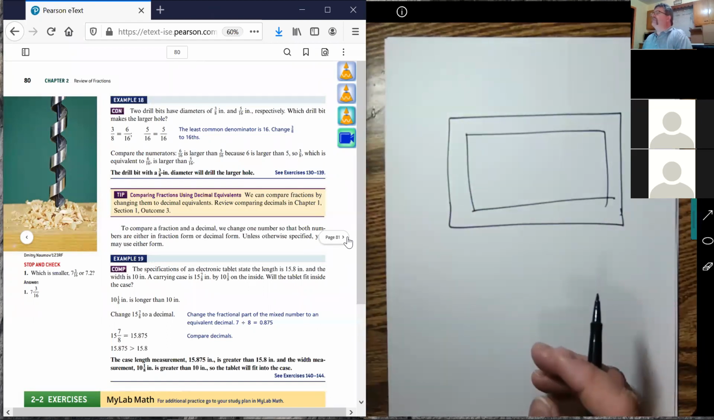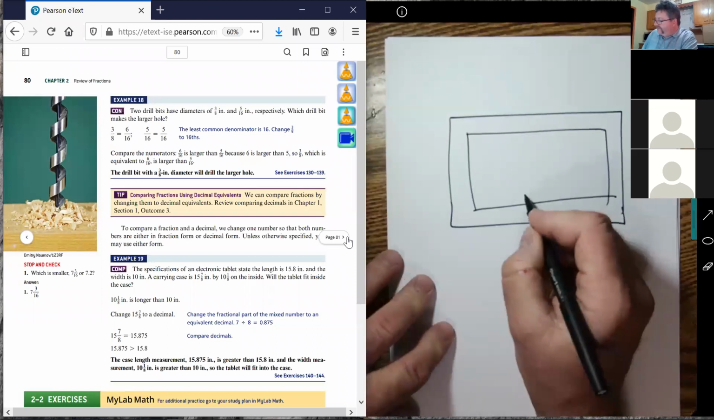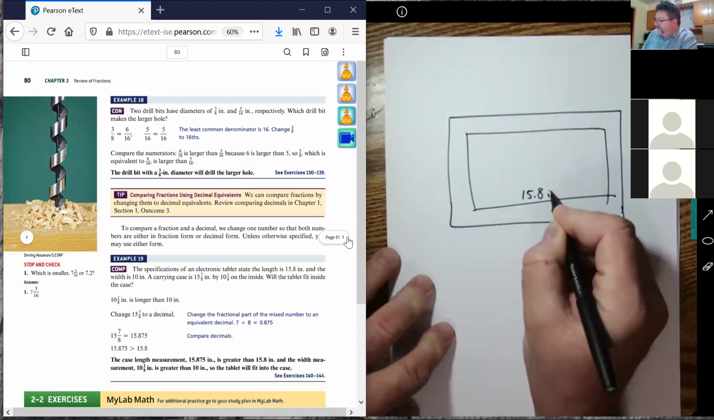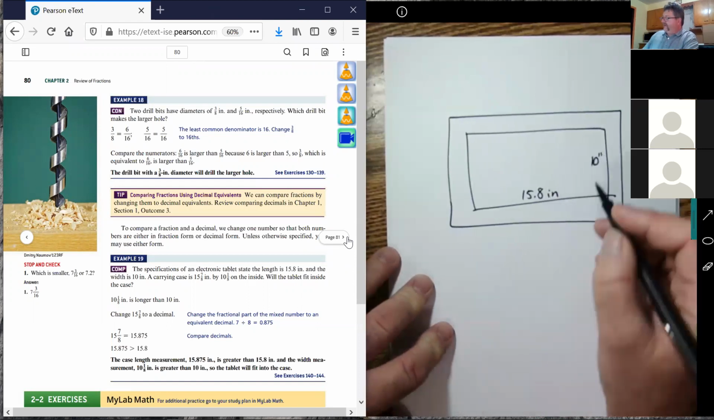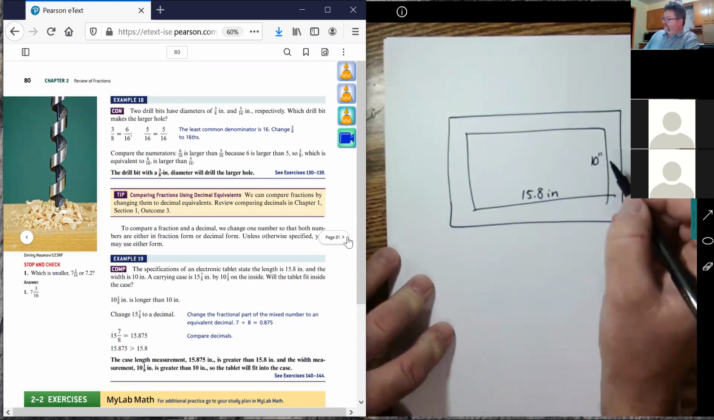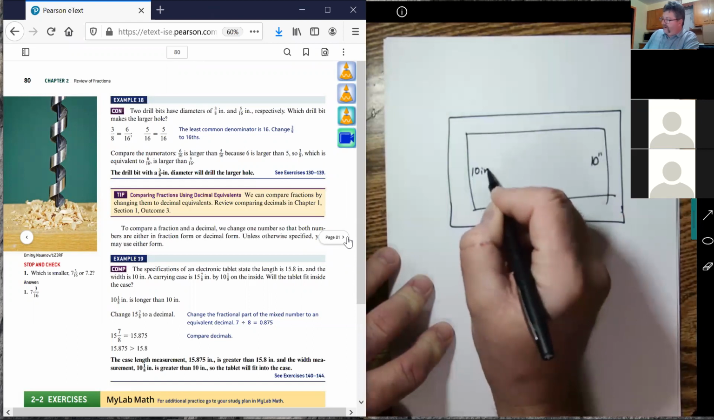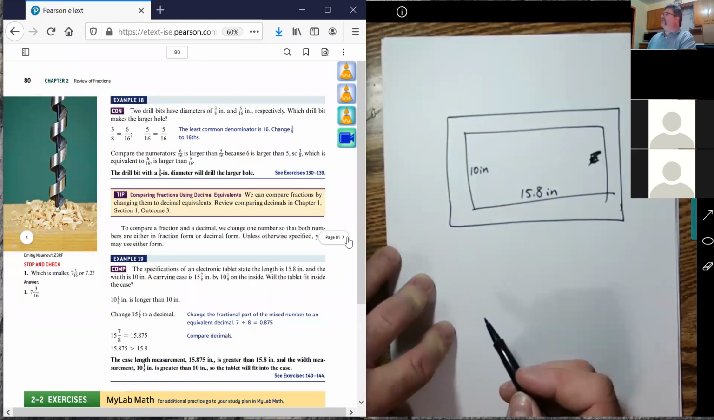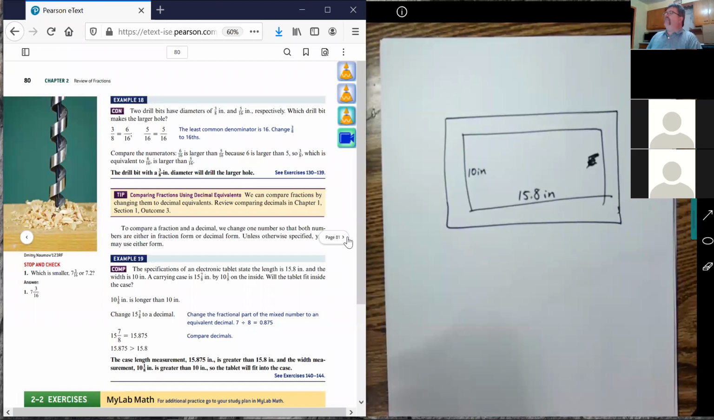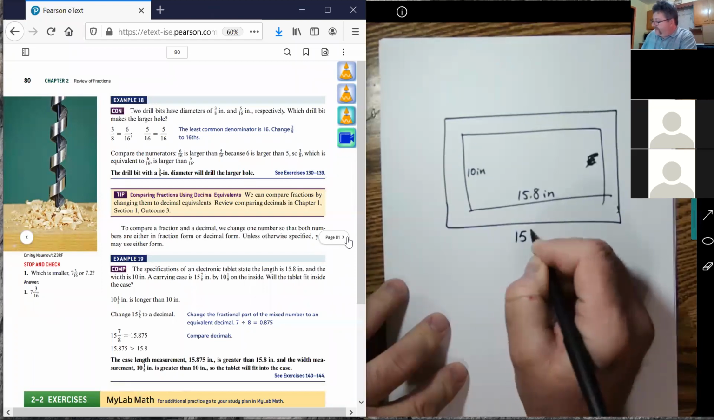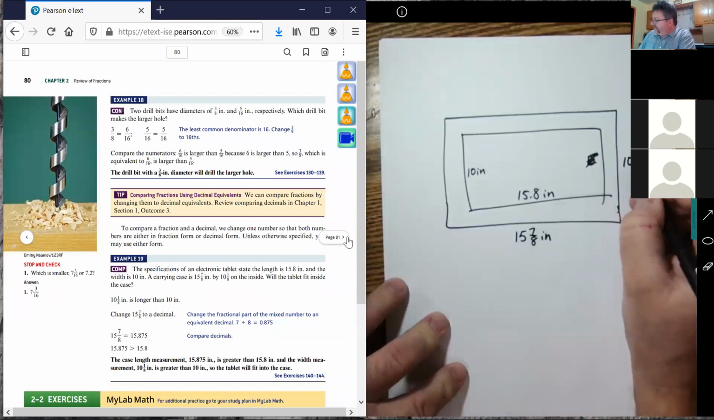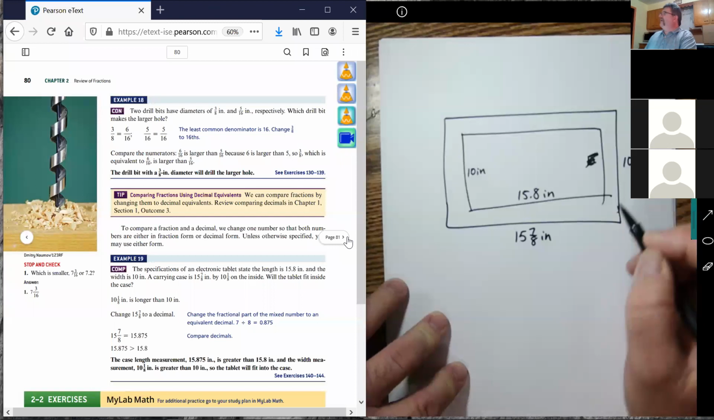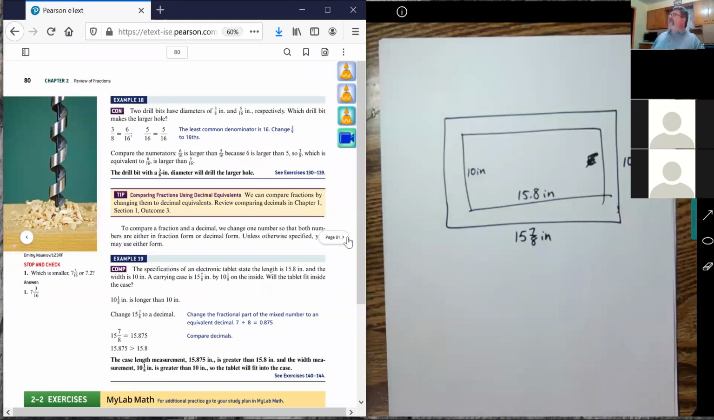The specifications of an electronic tablet say the length is 15.8 inches and the width is 10 inches. So I'm writing the dimensions on and I just did the hash mark for inches. That's my other life, sorry. I'll write it over here, cross that out, 10 inches. That's my tablet. How big is my case? The carrying case is 15 7/8 inches and 10 1/8 inches. Okay, will it fit? Does this make any sense?